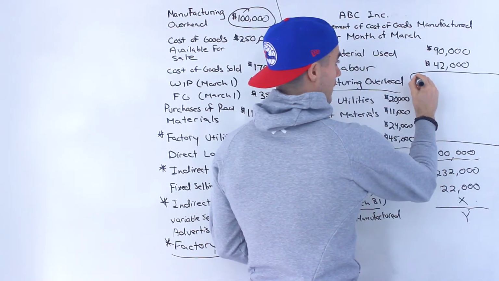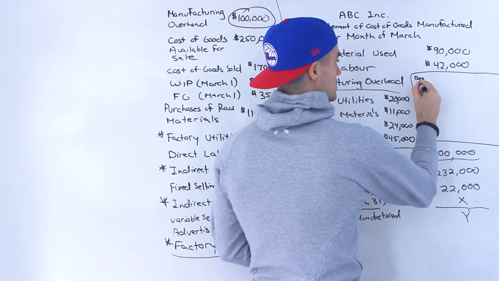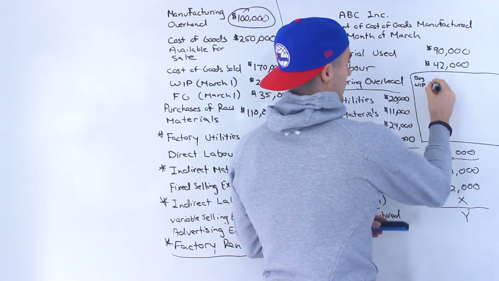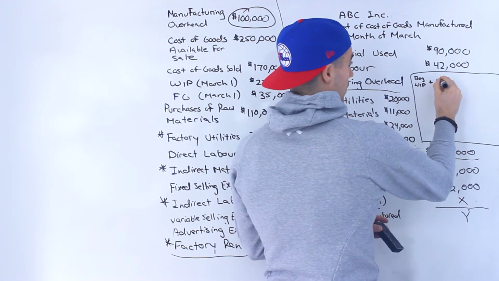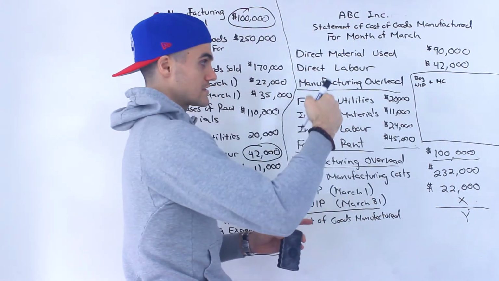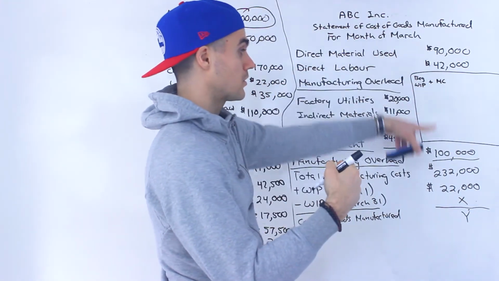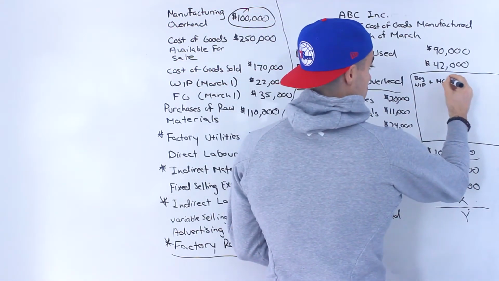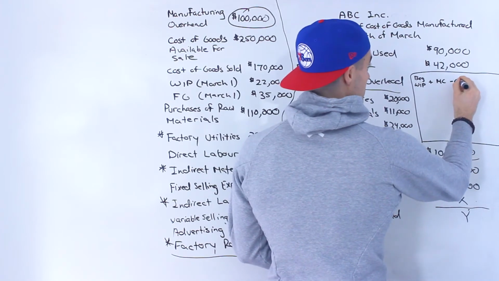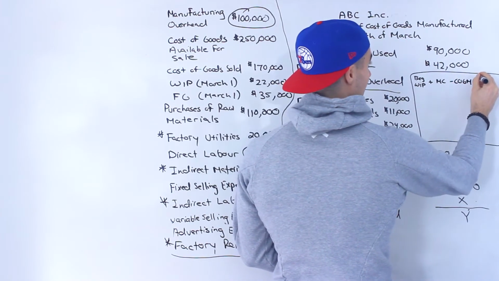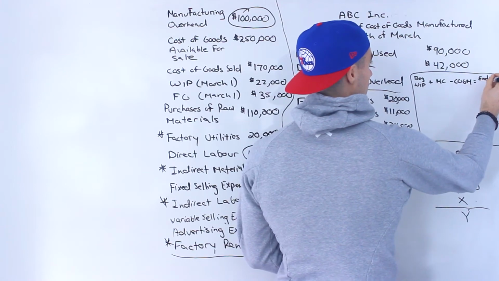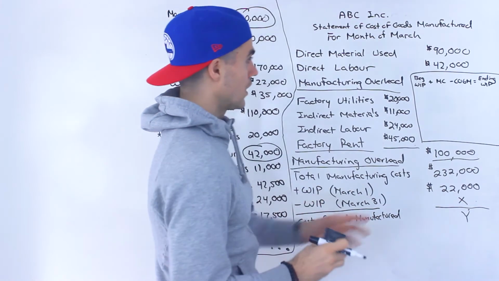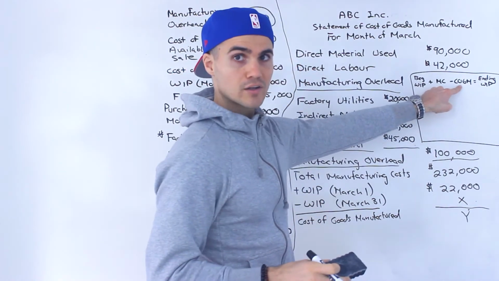So we have the beginning work in process. Then we have the manufacturing cost, the total manufacturing cost. I'll put MC there. That's direct materials used, direct labor, and then the manufacturing overhead. And then what we do is we subtract from that the cost of goods manufactured, and then we end up with ending work in process. But again, we're not given the ending work in process. We're also not given the cost of goods manufactured.